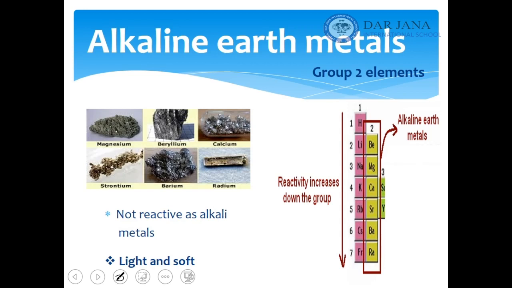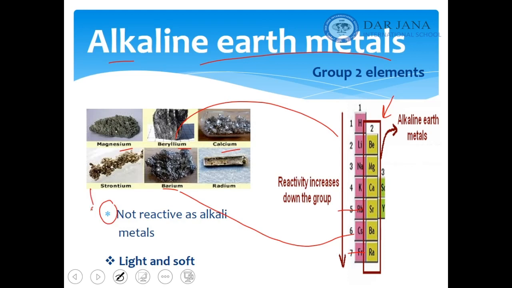Now, the alkaline earth metals are elements that belong to group number 2, so we don't have any exceptions here. So magnesium, beryllium, calcium, beryllium is the Be, and barium is the Ba. So we have radium, strontium. These elements share some properties. First, they are not as reactive as alkali metals. You need to remember this. And they are light and soft also.